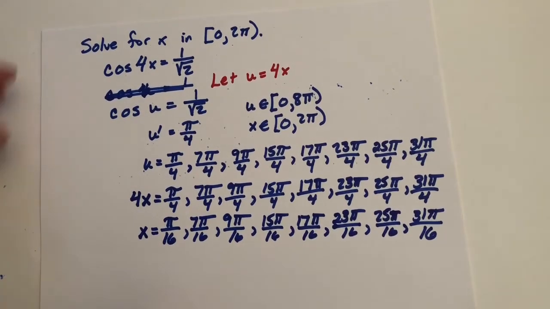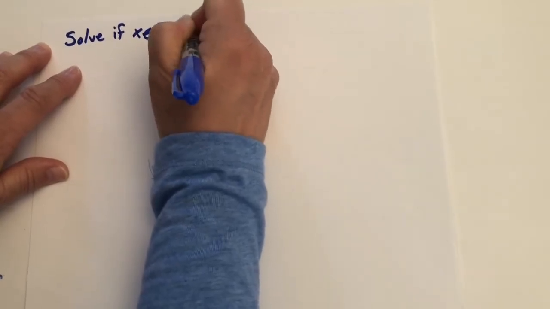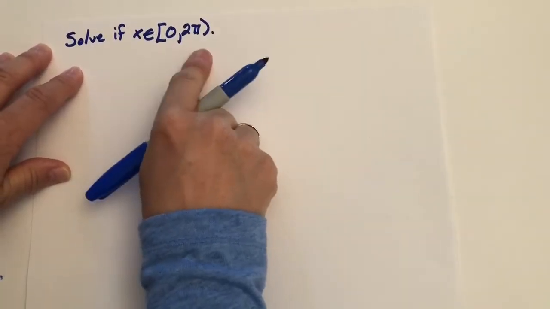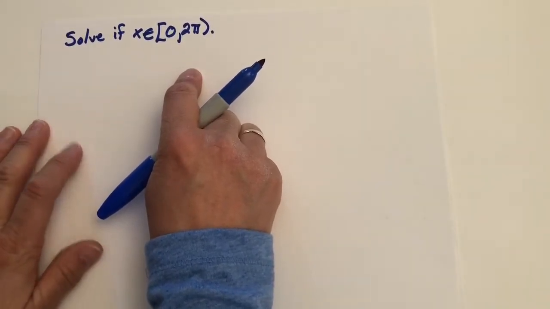Let's do another one. Let me put a different piece of paper up here. Let's solve this one. And we're going to solve if x is in the interval 0 to 2 pi. And we're going to solve within that interval for each of the next problems we're going to do, for each of the 3 remaining problems.